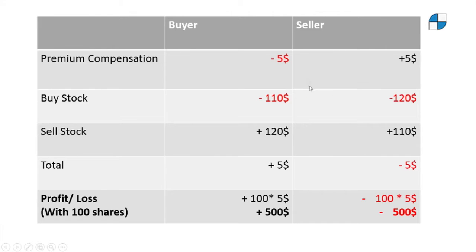And for the seller, at the beginning he received the option premium of $5, but when the option buyer wants to exercise the option, he has to buy the stock at the market price, which is 120, and sell it to the option buyer at 110. So from the stock trade, he lost $10 per share. Even with the premium he received, he still lost $5 per share. And if he traded 100 shares, the total loss for him is $500.